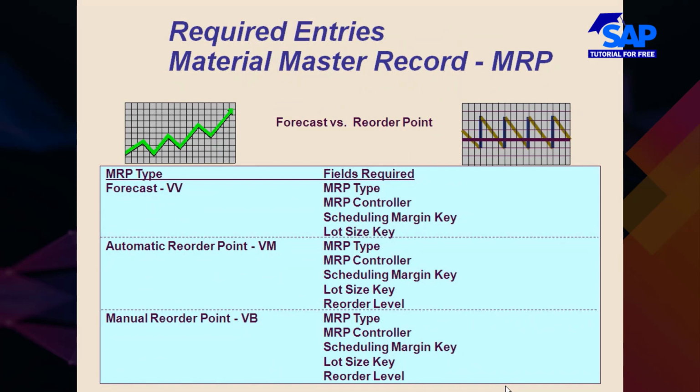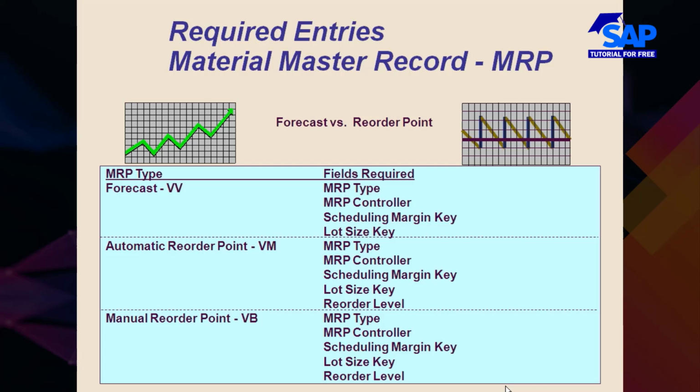Okay, the next thing is what are the fields required for the MRP. You have seen basic data 1 to purchasing, general plant data 1 to accounting view, and so on. Now let's try to look for the MRP. What views are required for MRP and what fields are required in the MRP views.